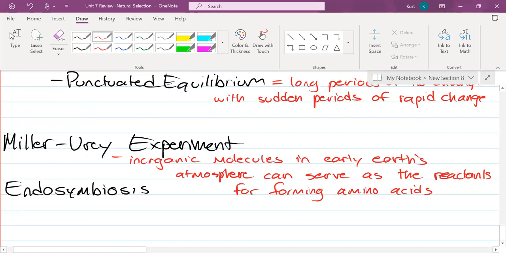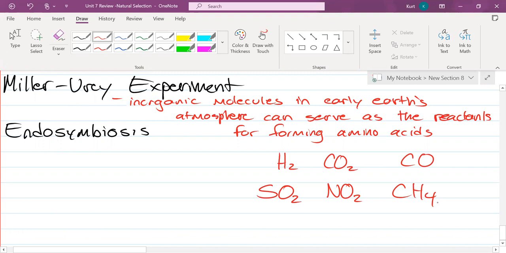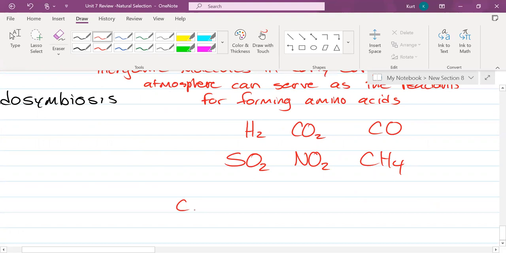What gas was absent from early Earth's atmosphere? You recall? No oxygen. There was no O2 yet. There was no photosynthesis. So here's the gases: H2, CO2, CO, SO2, NO2, CH4. What elements are found in proteins? Carbon. Keep it coming. Running low on time. Come on. Hydrogen, oxygen, nitrogen, sulfur. Okay?